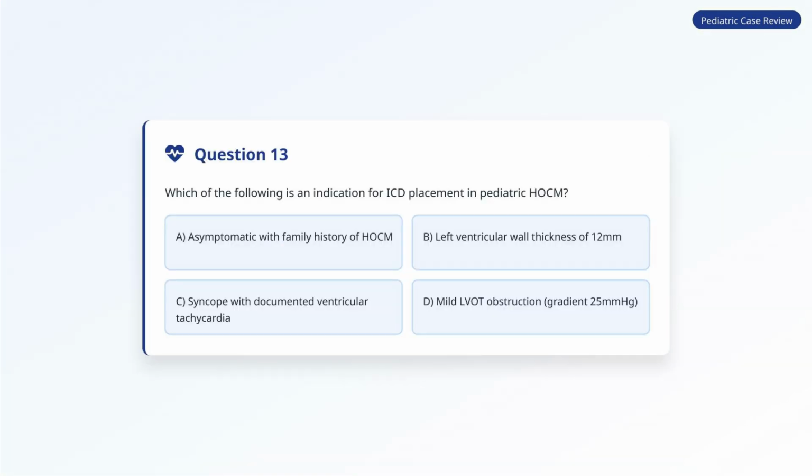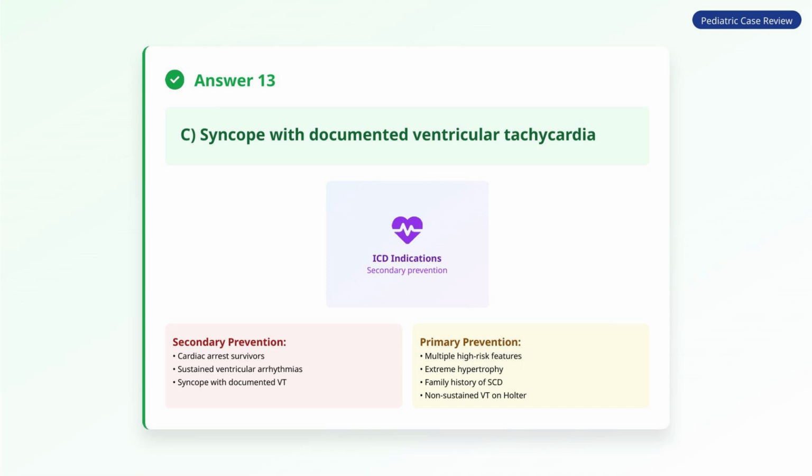Which of the following is an indication for implantable cardioverter-defibrillator placement in pediatric hypertrophic obstructive cardiomyopathy? A, asymptomatic with family history of hypertrophic obstructive cardiomyopathy. B, left ventricular wall thickness of 12 millimeters. C, syncope with documented ventricular tachycardia. Or D, mild left ventricular outflow tract obstruction with gradient 25 millimeters of mercury? The correct answer is C, syncope with documented ventricular tachycardia.